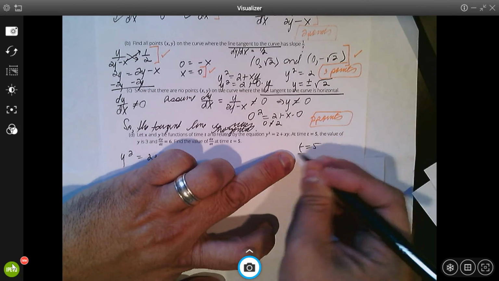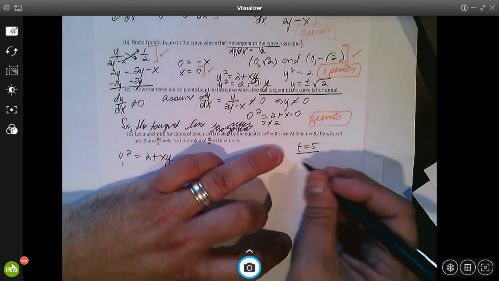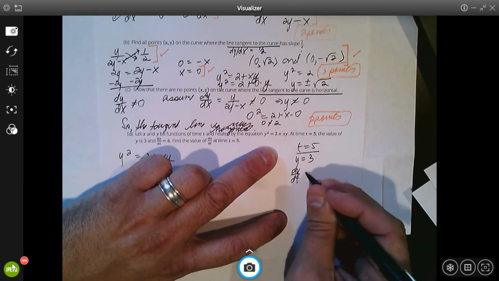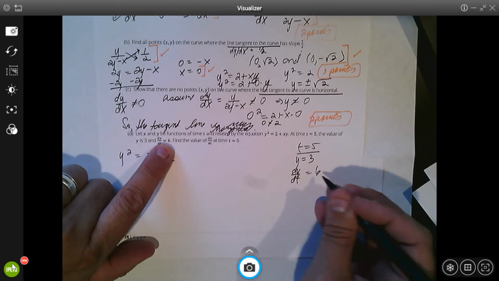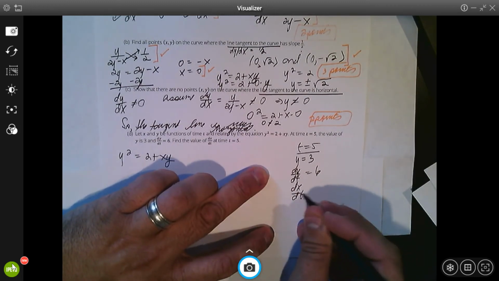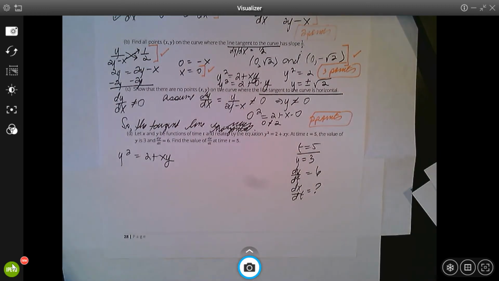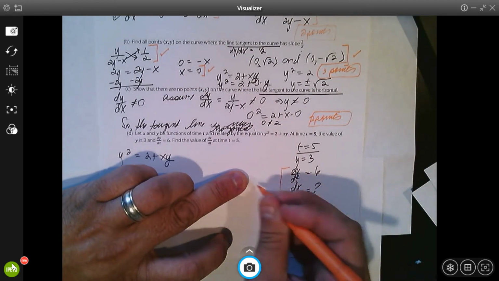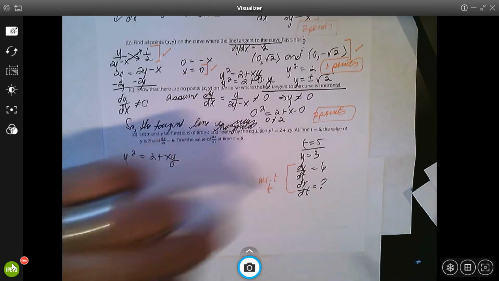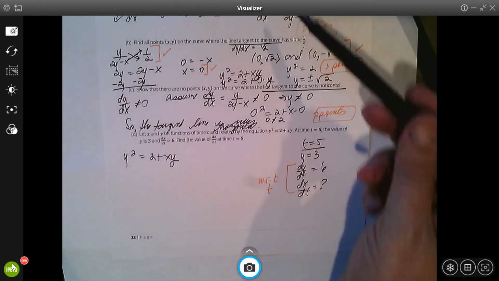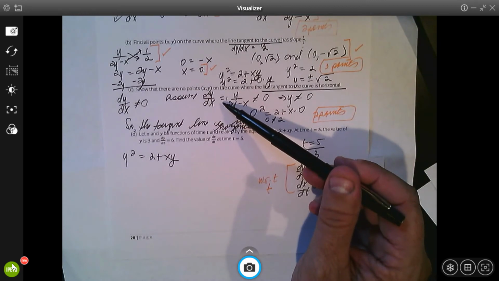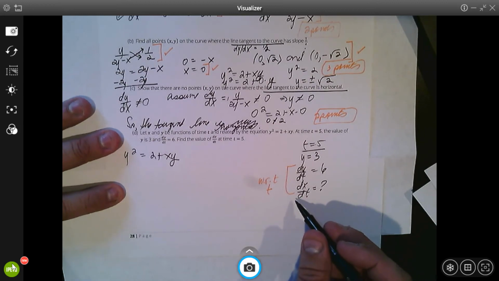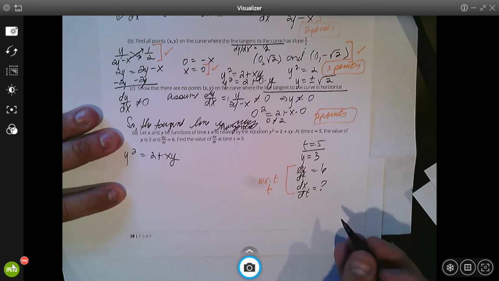At t equals 5, at this moment in time, what do we know? We know that the y value is 3. We know that dy dt is equal to 6. What we don't know is dx dt. That's what we're after. Well, dy dt, dx dt, these are derivatives with respect to t. What we've been doing all throughout this problem is finding derivatives with respect to x. When you take the derivative with respect to t, it kind of works the same way as implicit differentiation, which is why they put these ideas together.